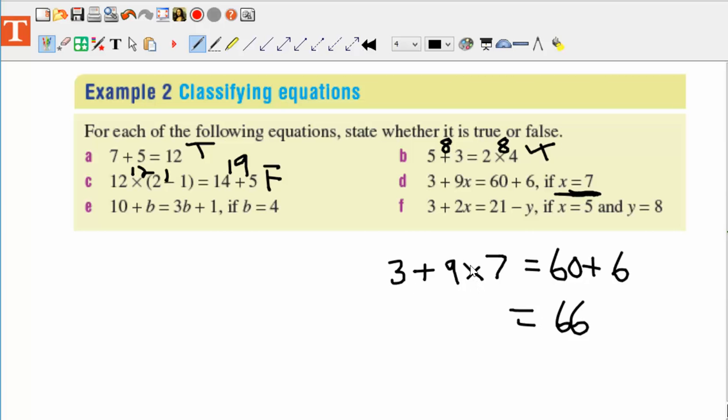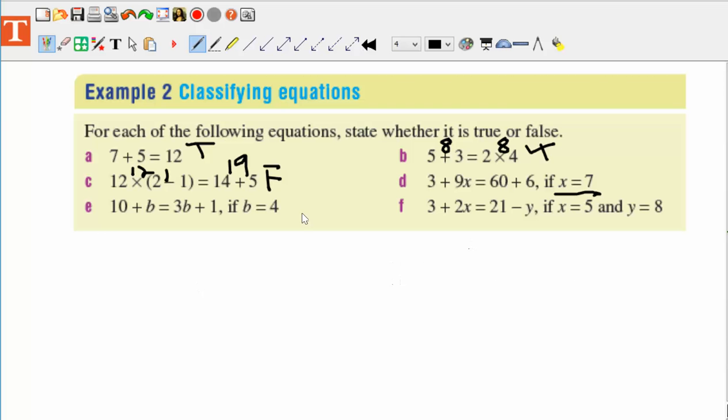BIDMAS here, I've got to do my multiplication before any addition. So 9 times 7 is 63. So 3 plus 63. 3 plus 63 is 66. And this side is also 66. So this equation is also true. Okay, now I'm just going to get rid of all that stuff. Hopefully that made sense to you, just so I've got a bit of working out room because I probably will need it. Sorry, just bear with me. Alright, so we know that one is now true.